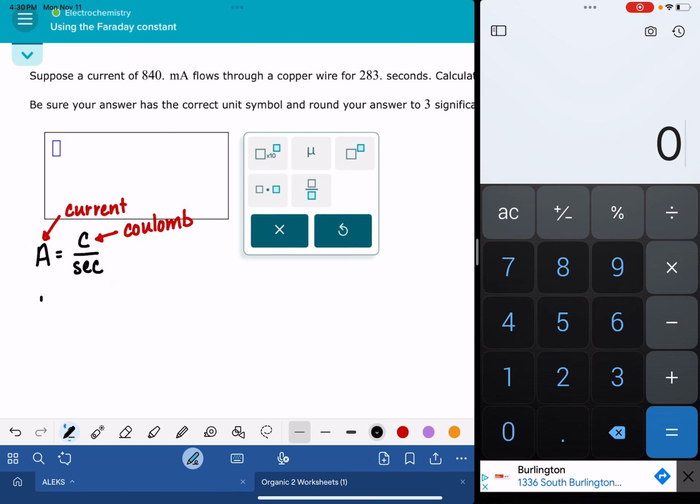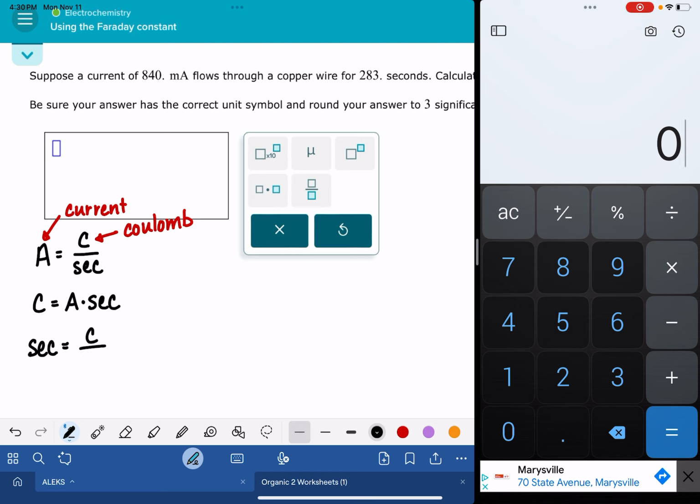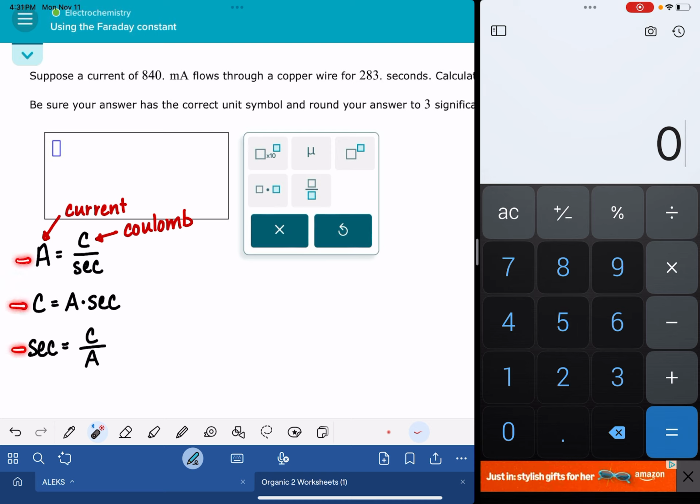If the problem is asking you to solve for coulombs, then you would rearrange this equation so that it would be amps or current times seconds. This is the equation that you would use. And if the problem is asking you to solve for time, you would use coulombs divided by current, or coulombs divided by amps. So your first job in this problem is to figure out which one of these three equations you need to use. And of course, that's going to depend on the problem itself.